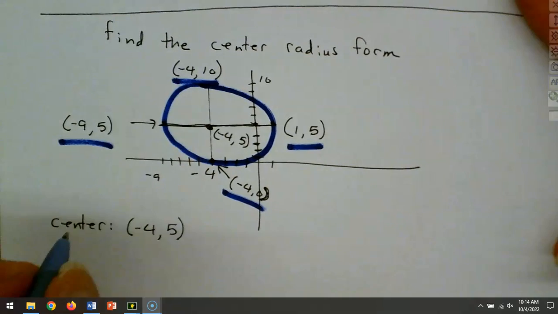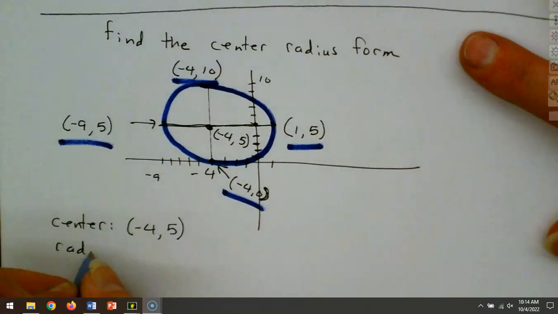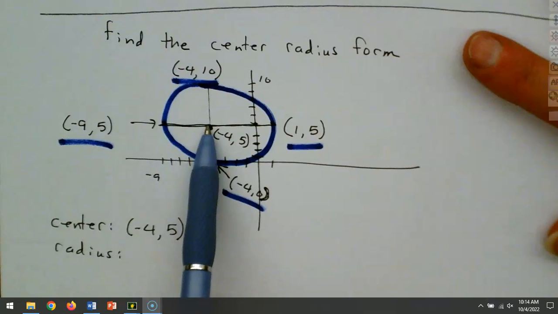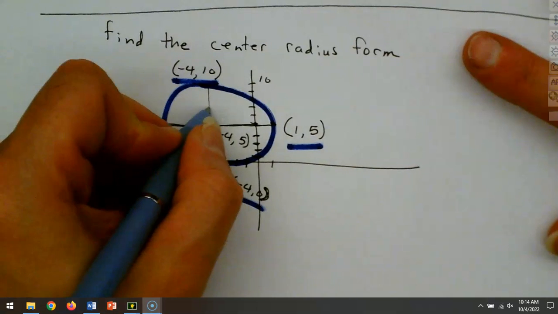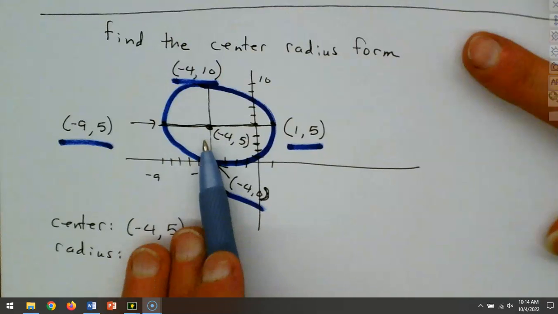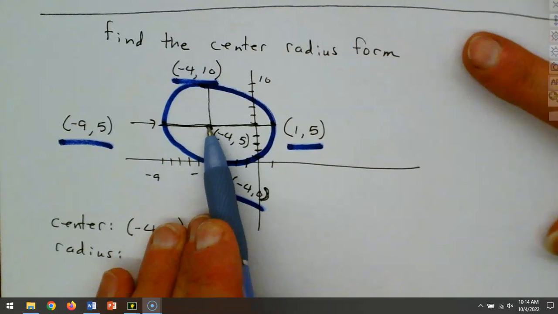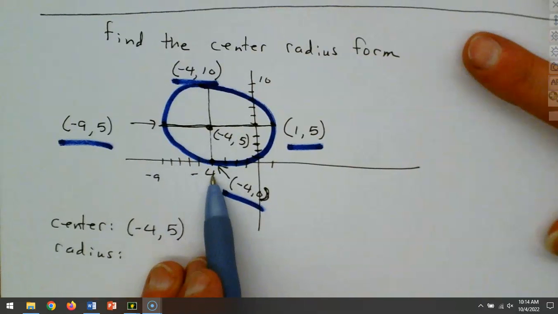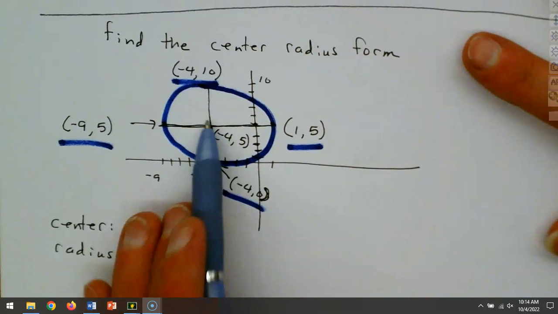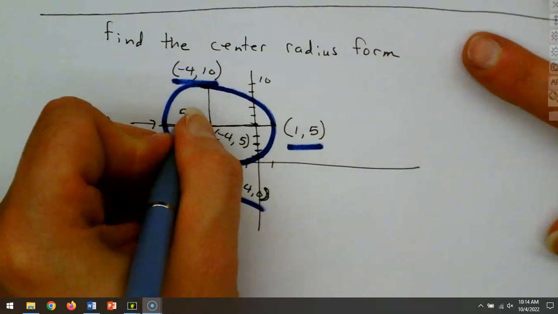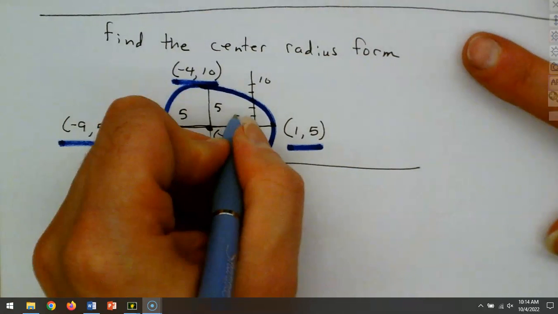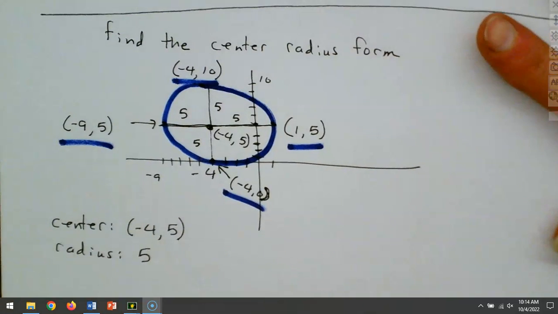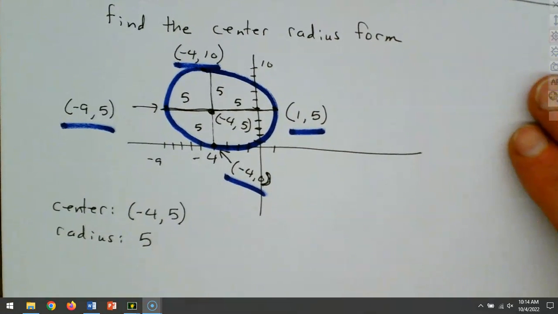Now, what about the radius? Let's do this one again graphically. Does anyone know what the radius would be? 5, right? Because if I'm here, how many units do I have to go back to get to the negative 9? Well, if I'm at negative 4, I have to go 5 units back. 5 units up, 5 units forward, and 5 units down. So my radius would be what? My radius would be 5.